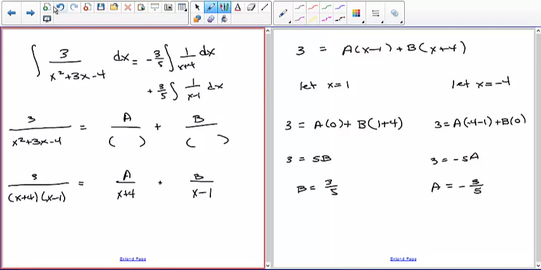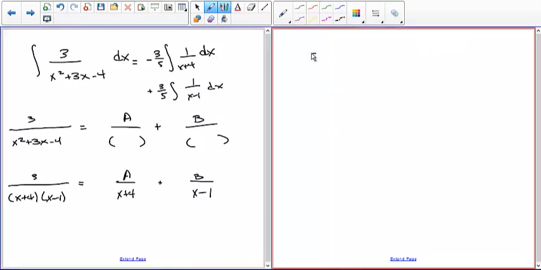And you can see that the answer is -3/5, the natural log of the absolute value of x plus 4, plus 3/5, the natural log of the absolute value of x minus 1.